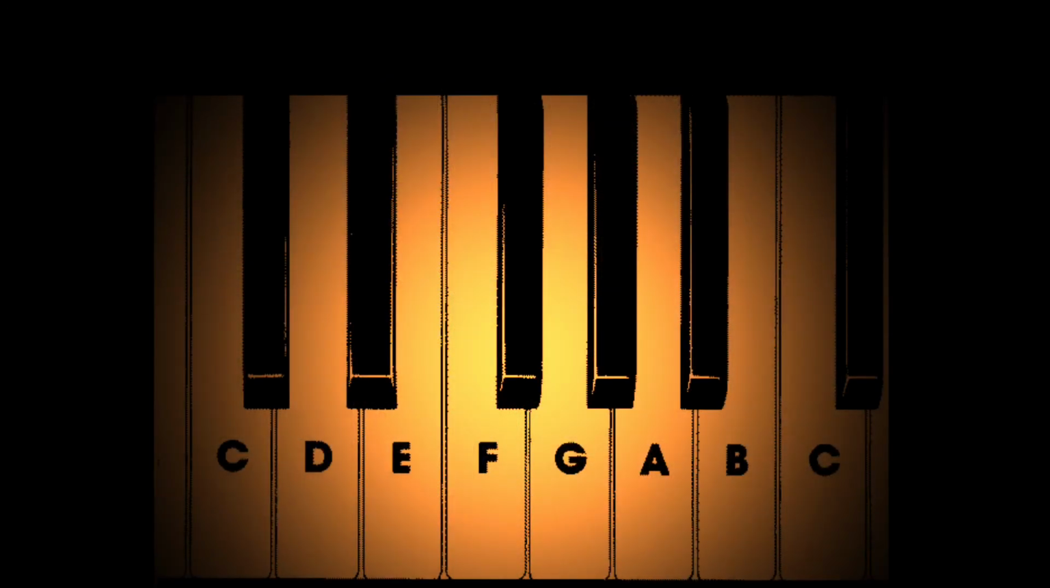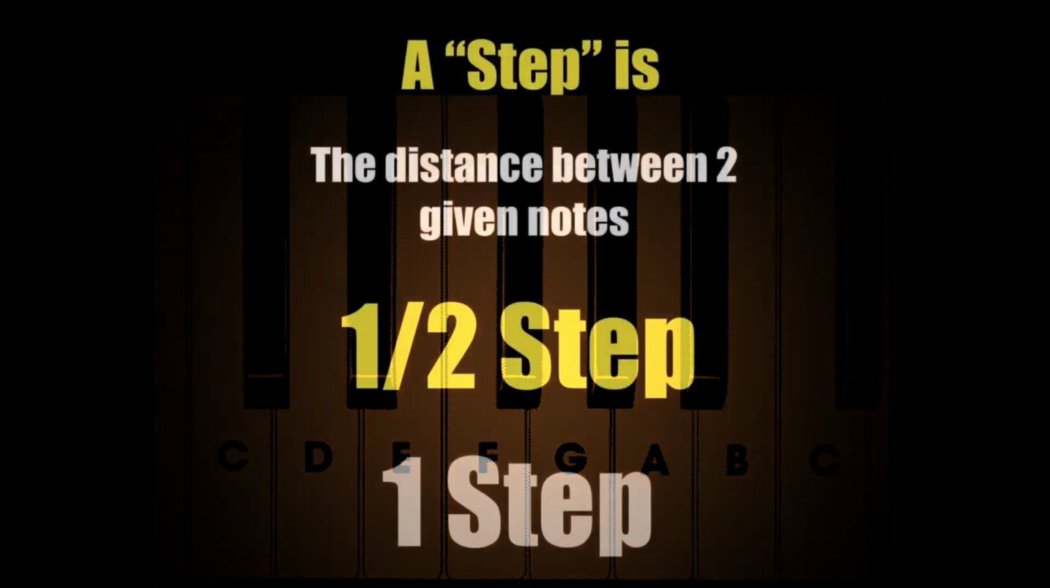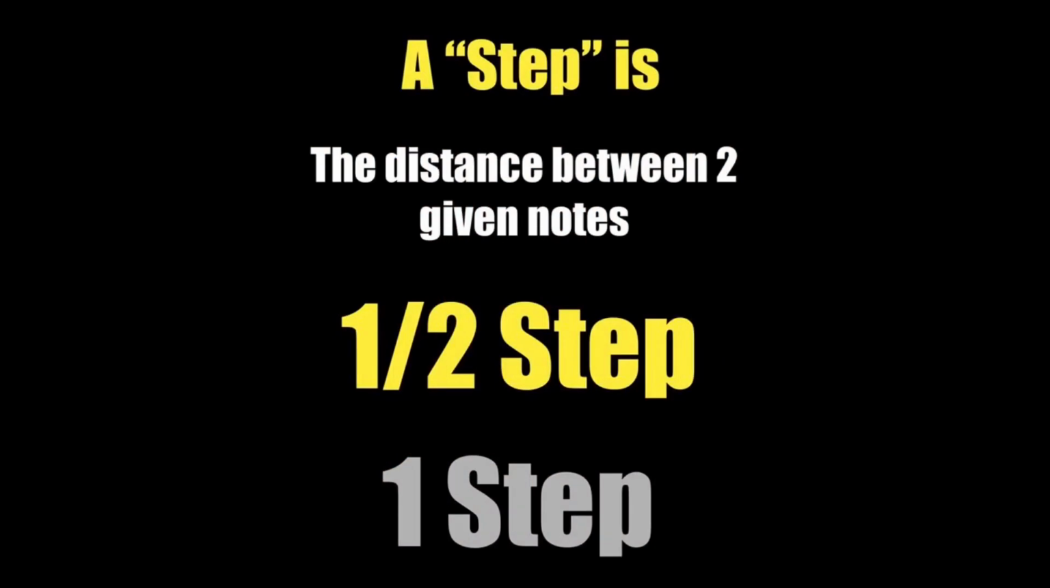Now remember the piano, the layout of notes, how we saw the white and black keys and how they combine and repeat themselves throughout the piano? Now, in order to understand it better, we need to understand steps and how they work together. A step is the distance between 2 given notes. It could be a half step or one whole step, and together, combined, they work together to bring forward the major scale pattern.